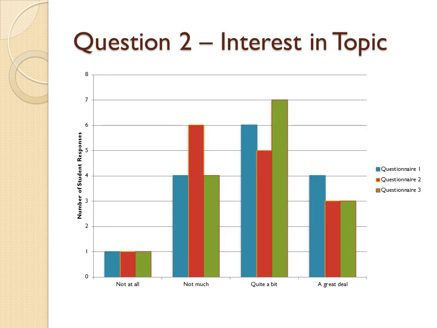When students were asked to rate their interest in the topic, only one student indicated they had no interest at all, and this lack of interest remained consistent for the student throughout the project. Only two students recorded a change in level of interest during the project, moving between quite a bit interested in questionnaire 1 to not much interest in questionnaire 2 and back to quite a bit interested in questionnaire 3.